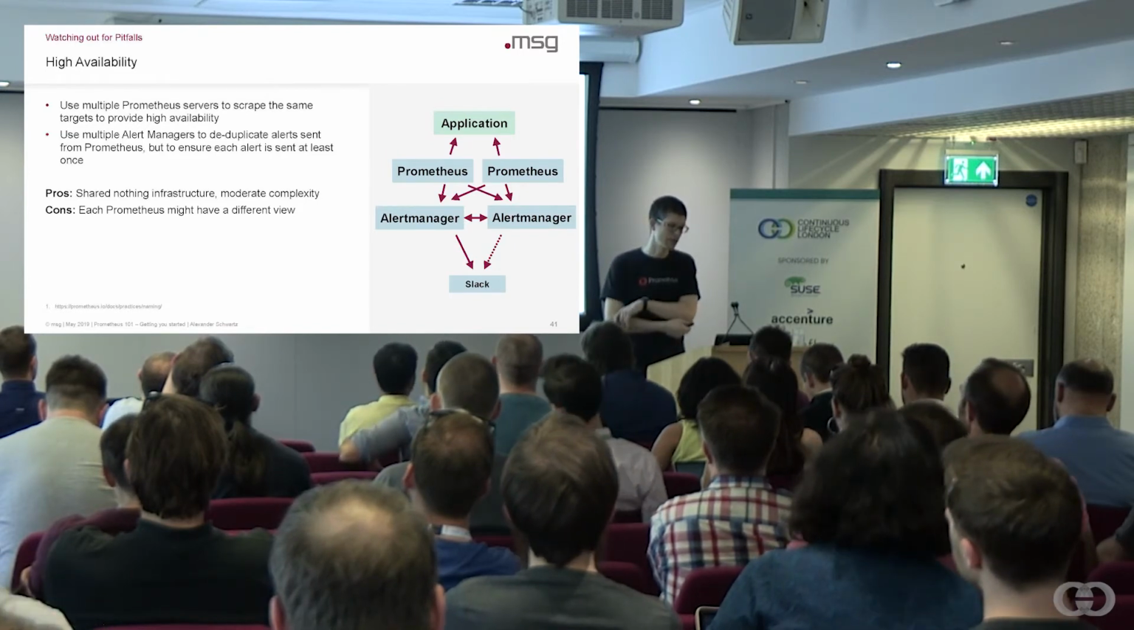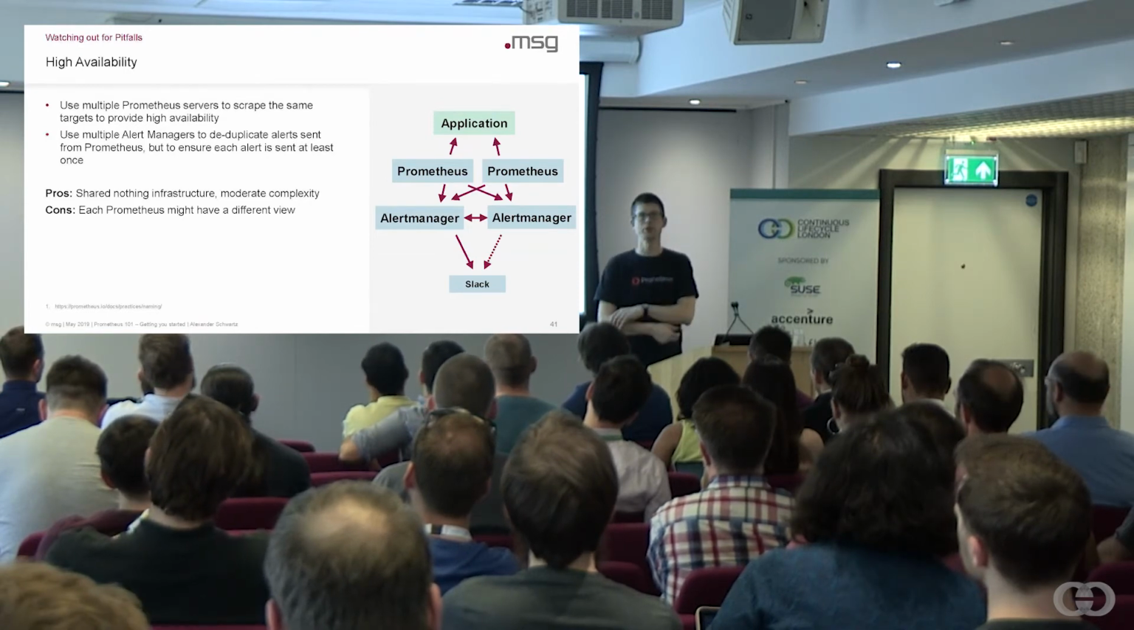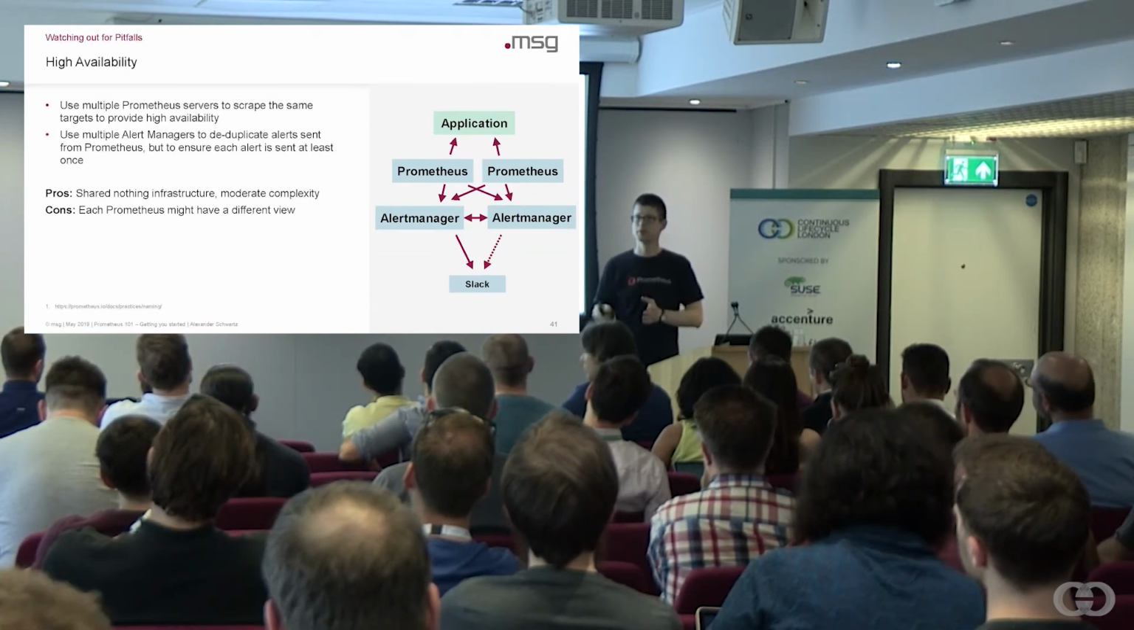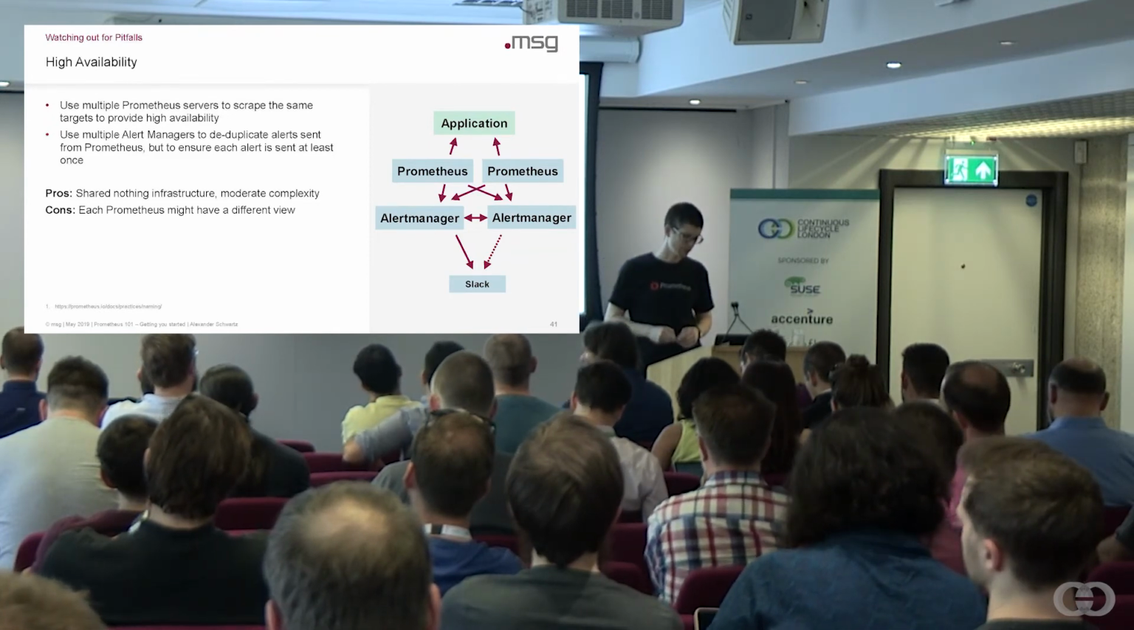The pros, it's really a shared nothing infrastructure with moderate complexity. The cons is, well, each Prometheus might or probably will have a different view of the infrastructure because it's scraping some seconds apart. So they are tracking the state a bit differently.